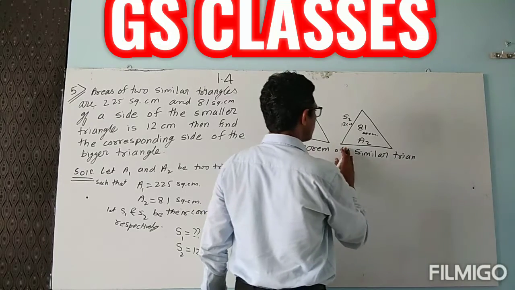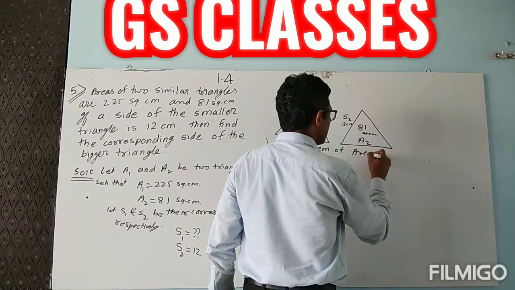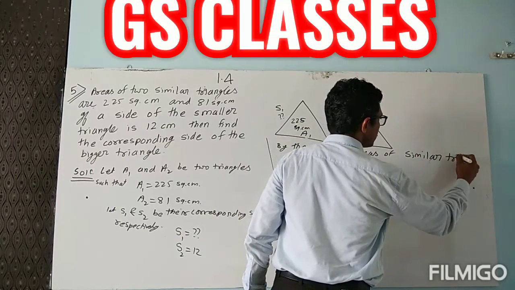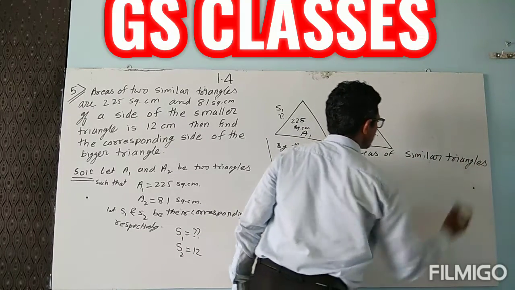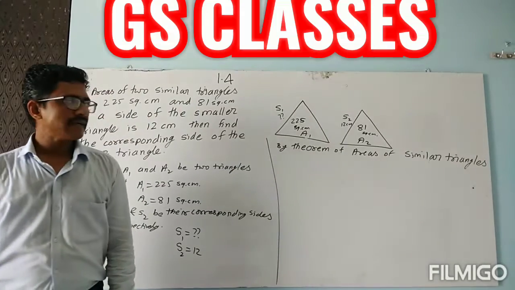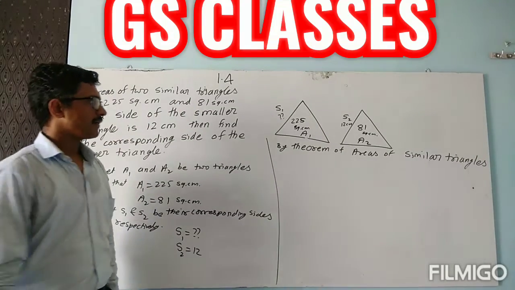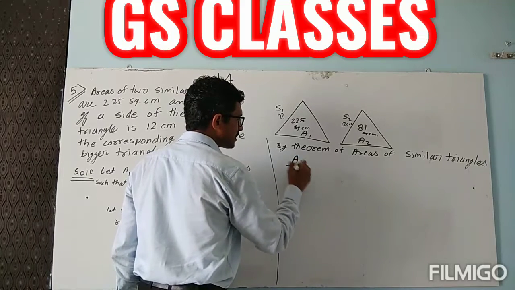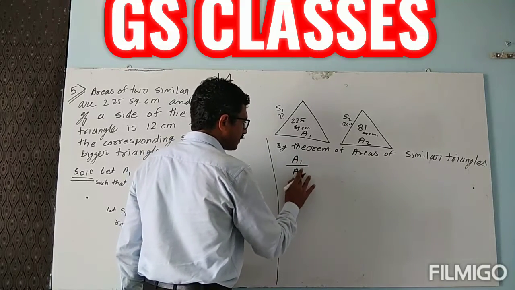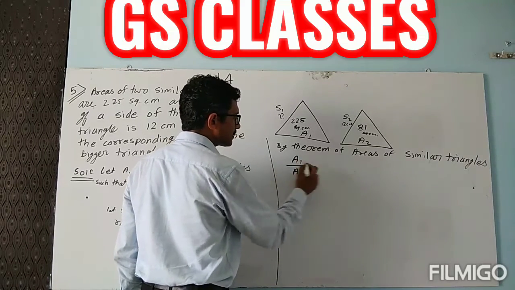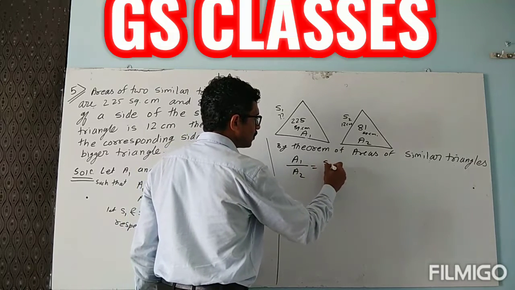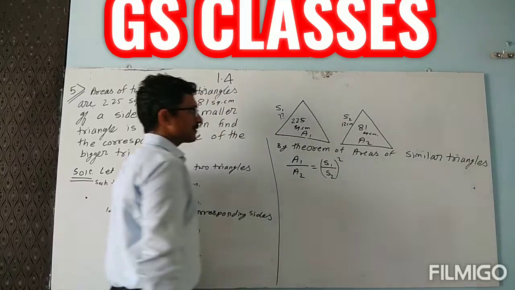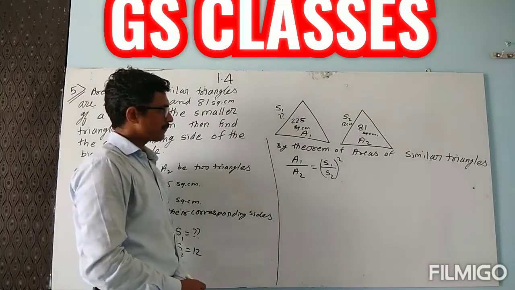By theorem of areas of similar triangles. What we have studied? That if two triangles are similar, then the ratio of their areas equals the square of the ratio of their corresponding sides. This is what we have studied.